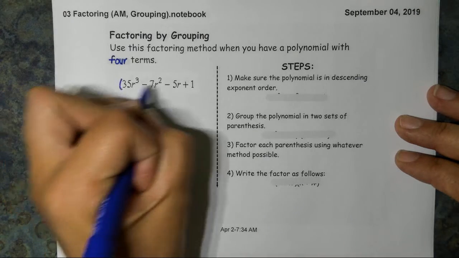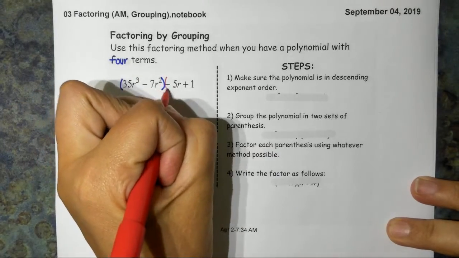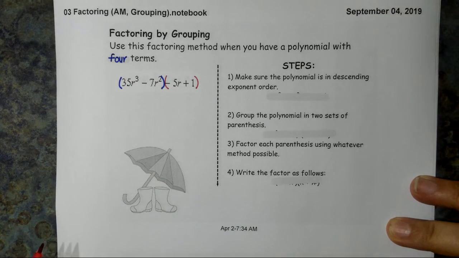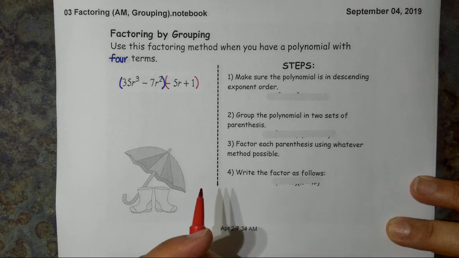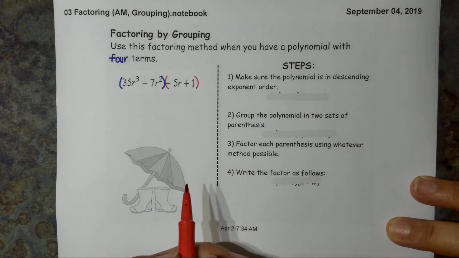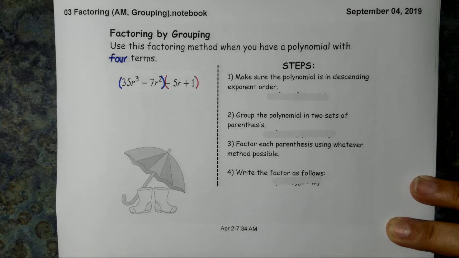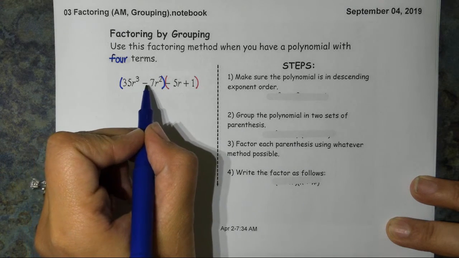Group the polynomials in 2 sets of parentheses. So I've got one set of parentheses right here, and then my other set of parentheses is going to group the last 2 terms. Now you want to make sure that whatever this sign is right here is grouped inside the parentheses. You're going to factor each parentheses using whatever method possible. Typically it is going to be GCF. And then you're going to write the factors in the following format of usually a binomial, just 2 sets of binomials.